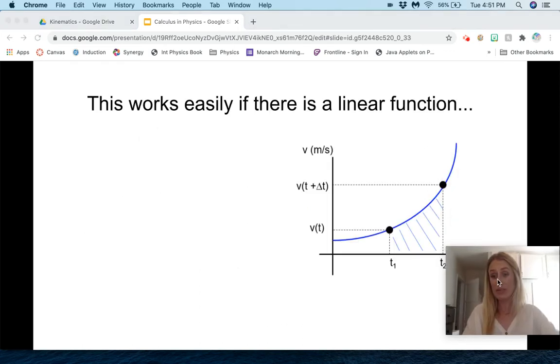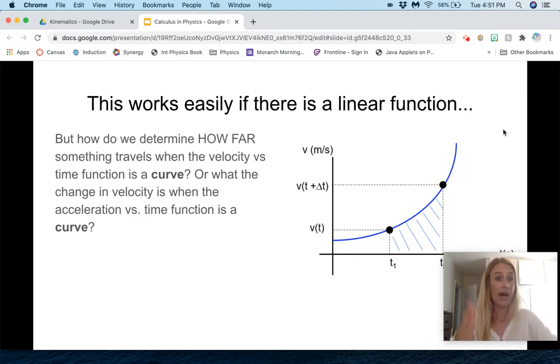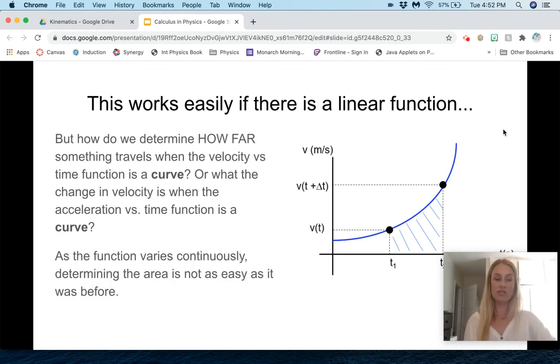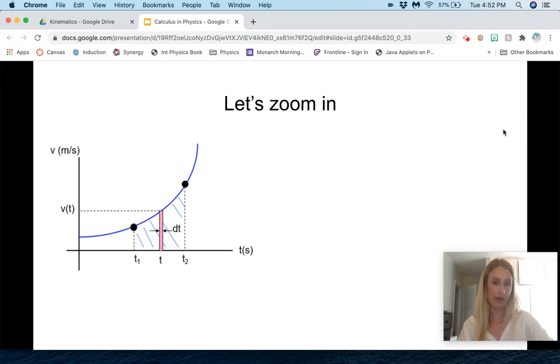Now, just like we talked about with derivatives, it's really easy to do that if you have a linear function. We know how to find areas of triangles, rectangles, and squares. However, what happens when we don't have a linear function? How do we determine how far something travels when the velocity versus time function is a curve? Or what the change in velocity is when the acceleration versus time function is a curve? As the function varies continuously, determining the area is not as easy as it was before. So again, just like we did before, we are going to zoom in.